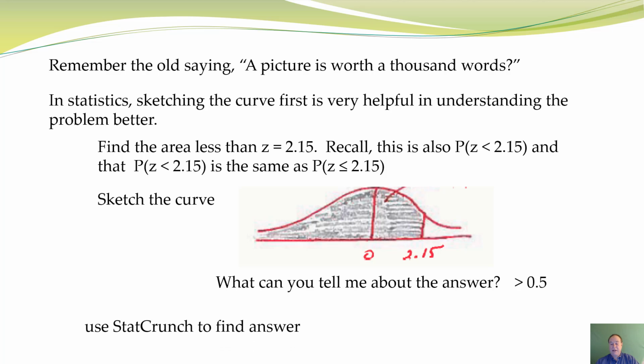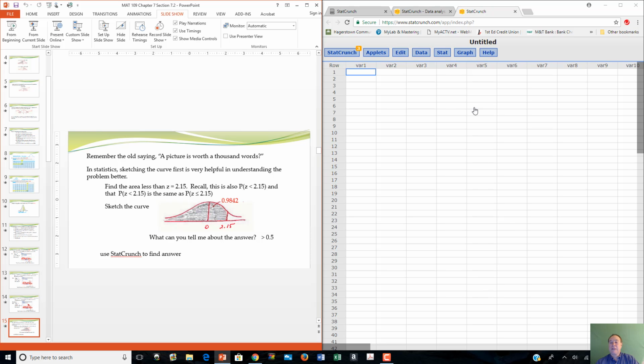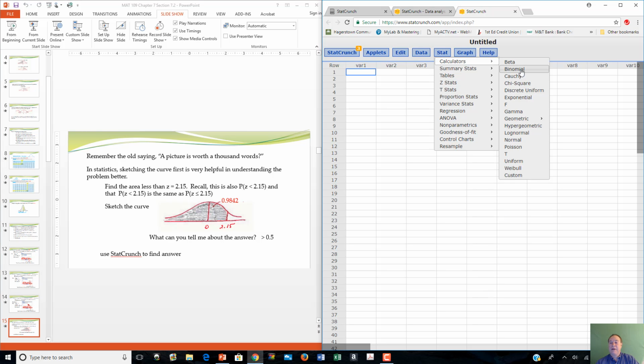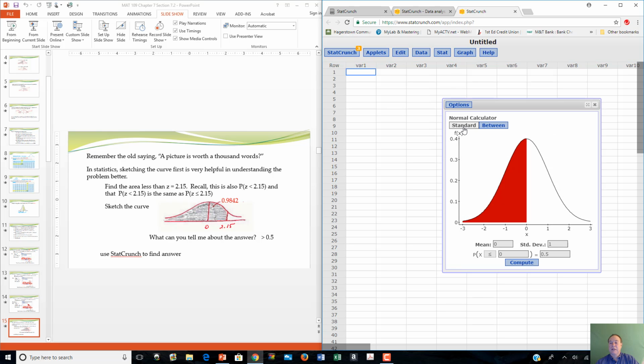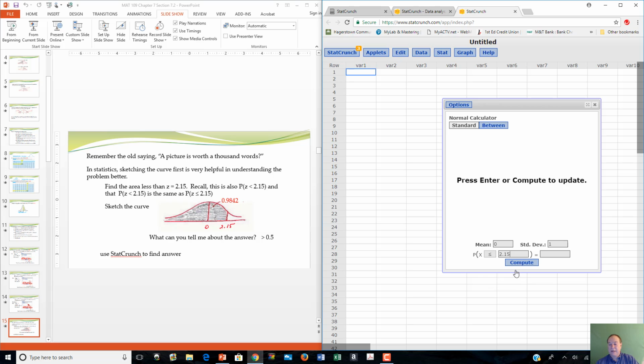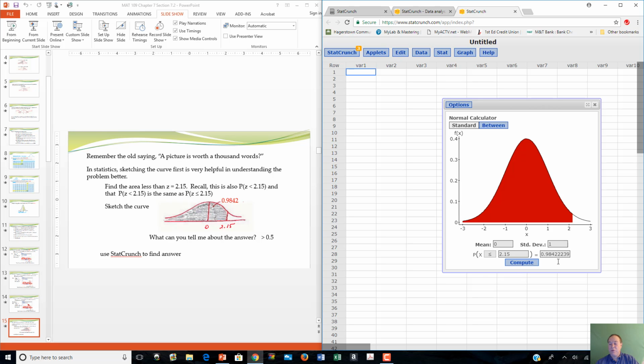Use StatCrunch to find your answer. So in this case, if I wanted to use StatCrunch, I would go under Stat, Calculators, Normal. I want Standard, 0, 1, less than or equal to 2.15. Click Compute. And you notice I get 0.984222239. Okay? Which I'd round off to 4 decimal places, 0.9842. So that's using StatCrunch to answer that question.